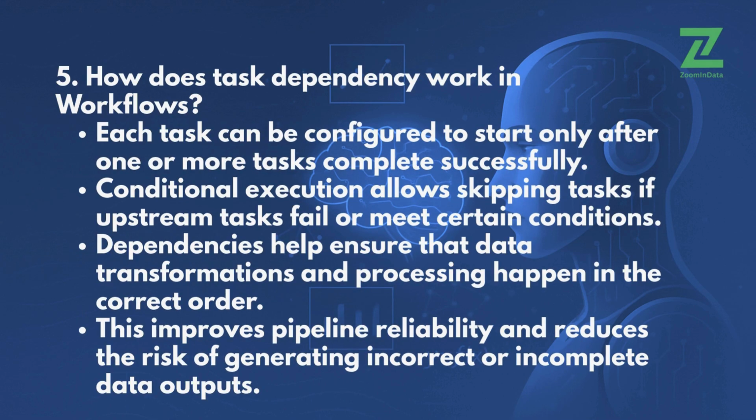How does task dependency work in workflows? Each task can be configured to start only after one or more tasks complete successfully. Conditional execution allows skipping tasks if upstream tasks fail or meet certain conditions. Dependencies help ensure that data transformations and processing happen in the correct order. This improves pipeline reliability and reduces the risk of generating incorrect or incomplete data outputs.